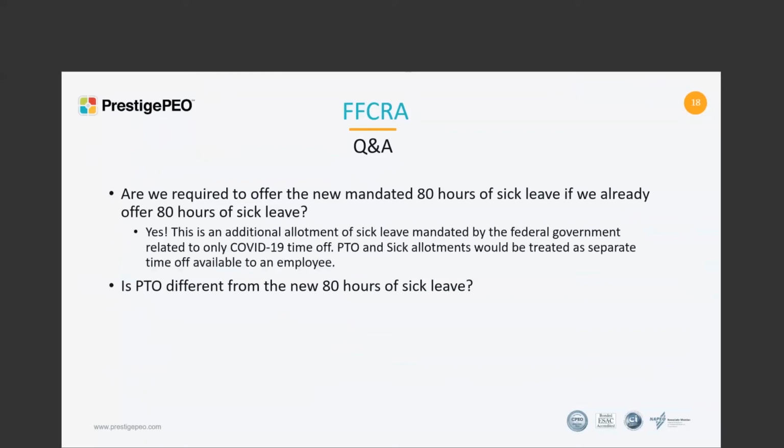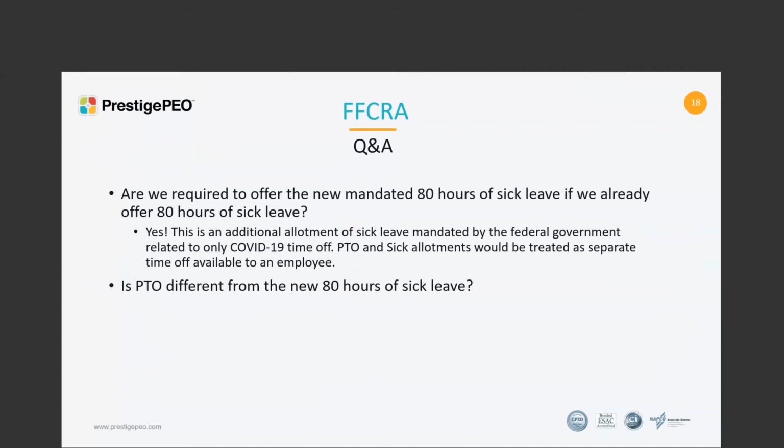So it's important to understand that these are different policies. They should remain separated. So the answer to this is that yes, you should be offering the mandated 80 hours of sick leave if you already have an 80-hour sick leave policy personal to your employees and your organization. And the mandated policy should be offered first and separately. So the idea here is that the mandated policy was put in place by the government only for cases related to COVID-19. And there's a difference. Your PTO and sick time allotments will remain in place and should be treated as separate time off for employees.